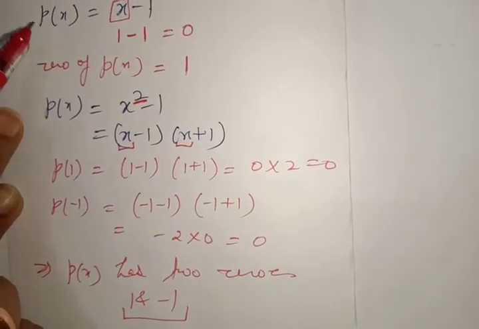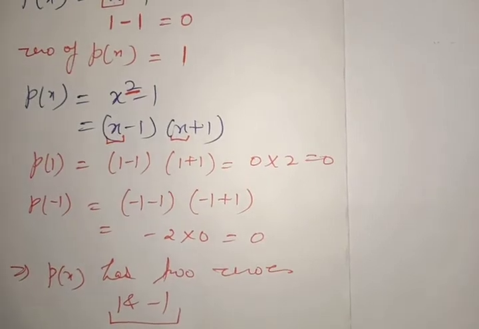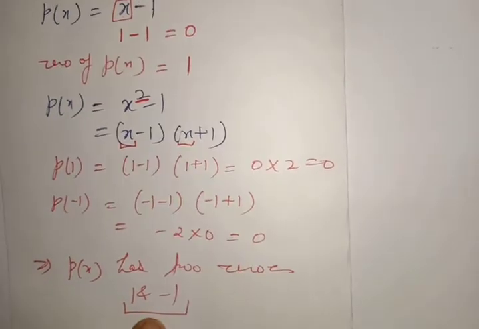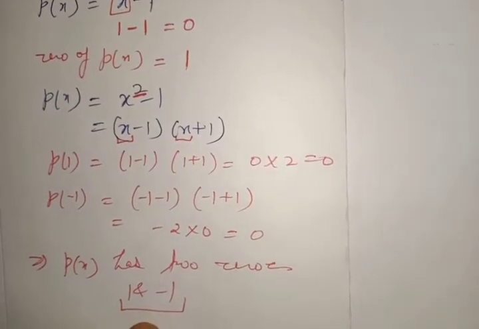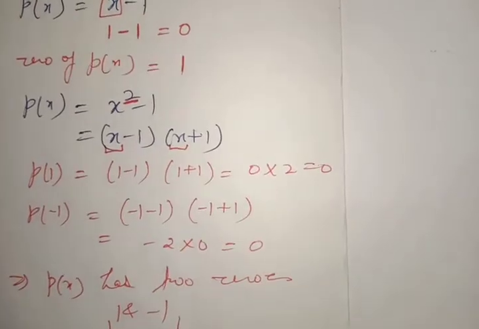I think the concept of zero is clear to you: a zero of a polynomial is a number which makes the polynomial 0. Now I am going to take one or two examples.